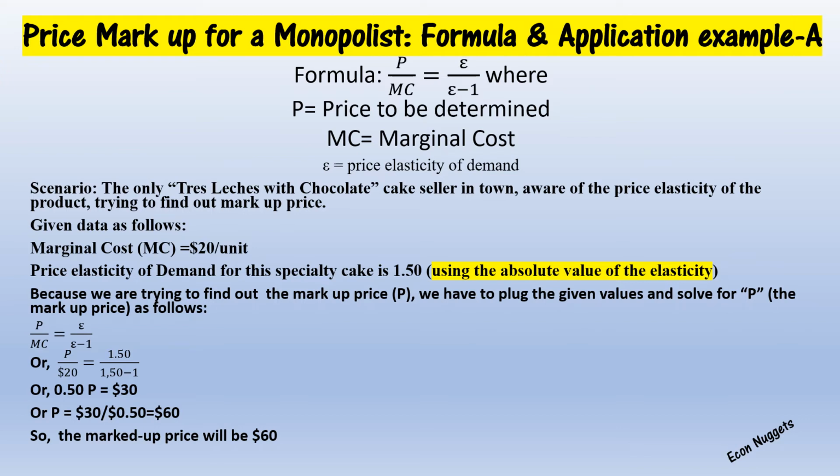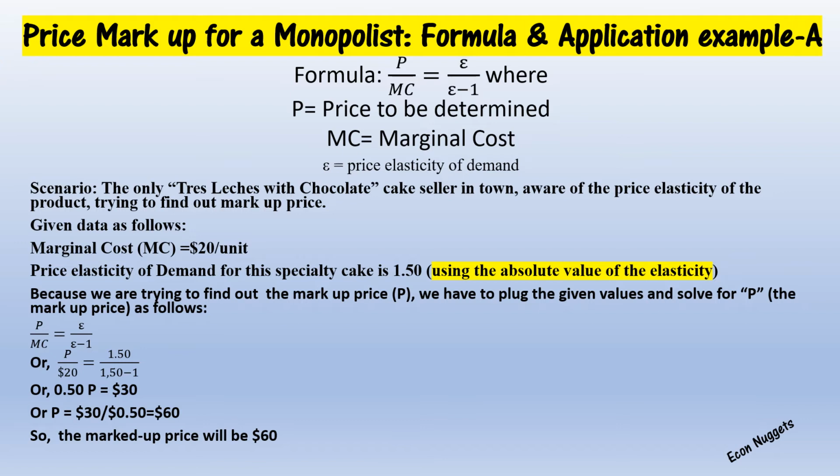Now we can plug those values into the formula. P over marginal cost 20 equals elasticity value 1.50 over 1.50 minus 1. When we solve, we get the optimal price to be $60. So the markup price will be $60.